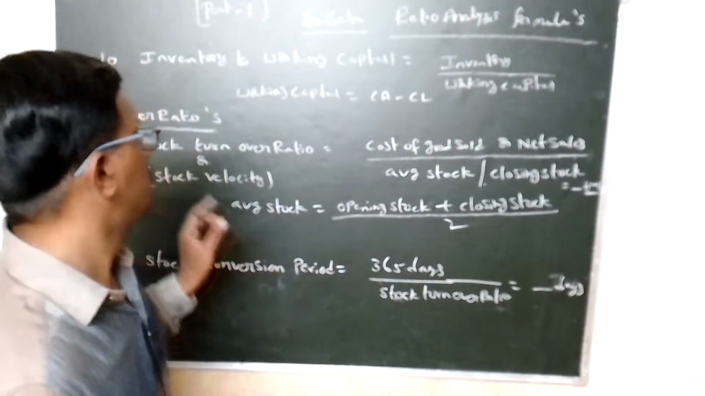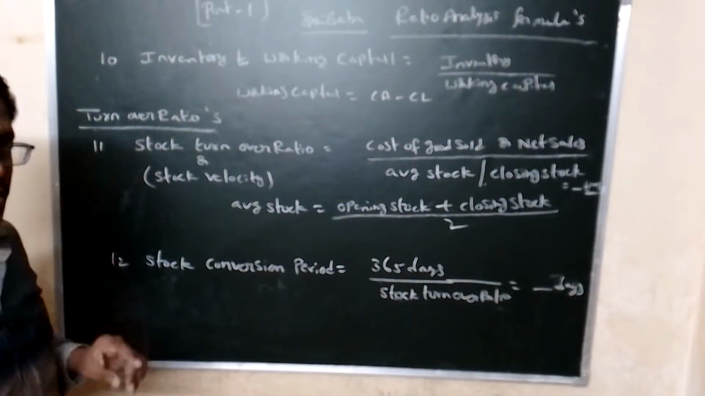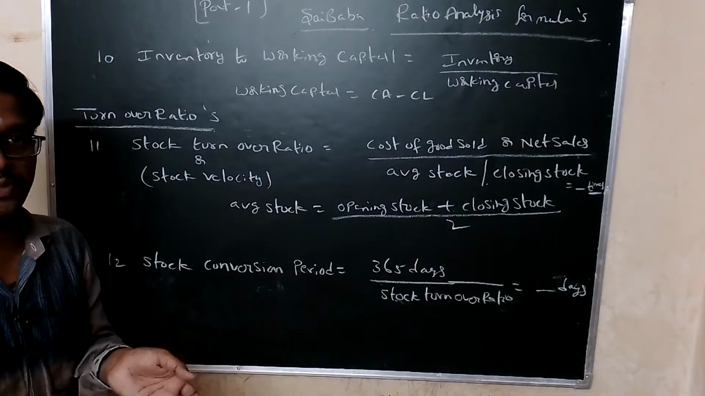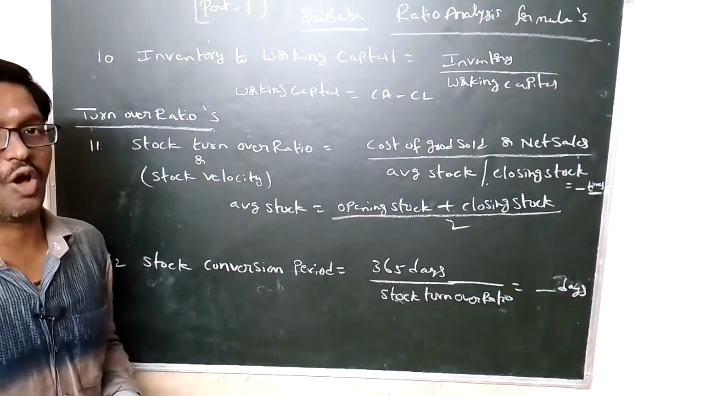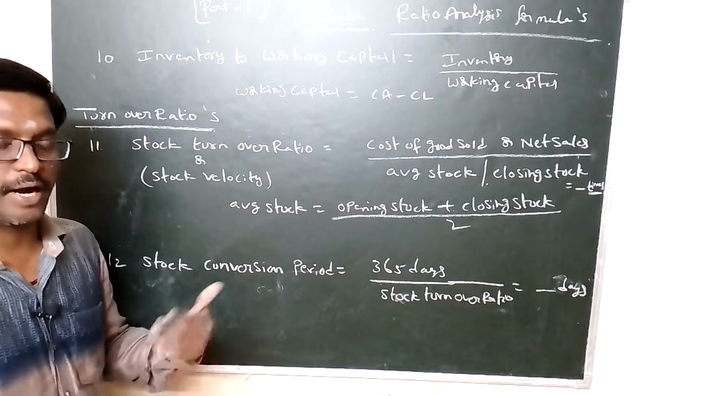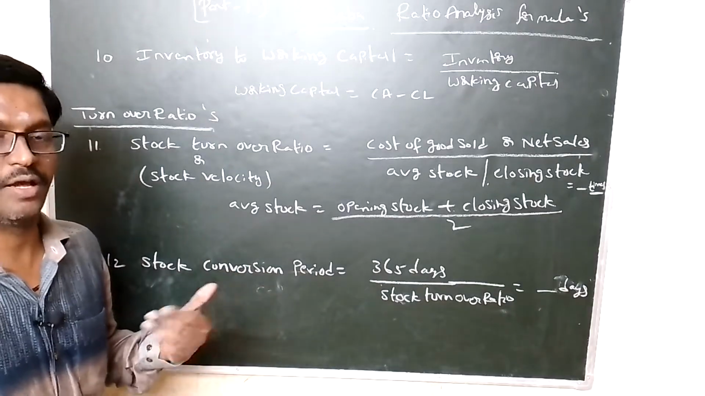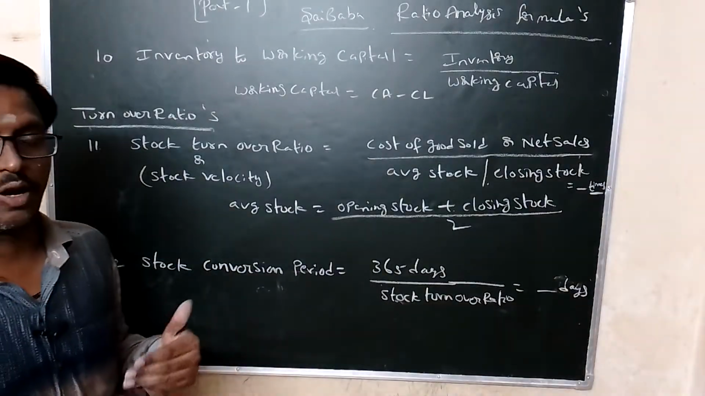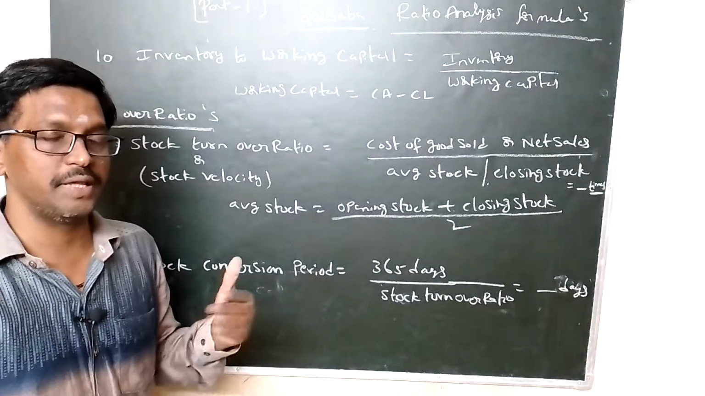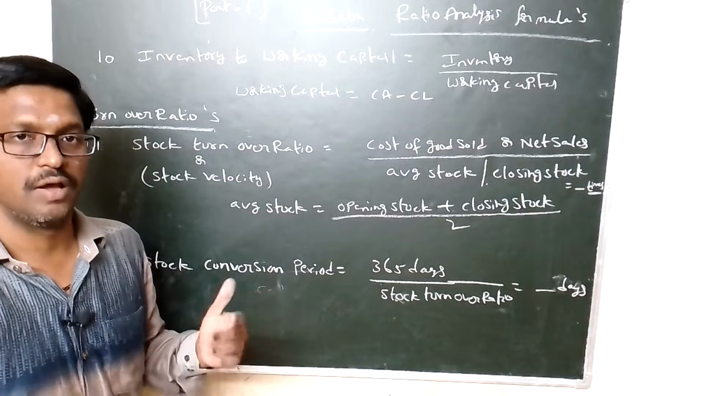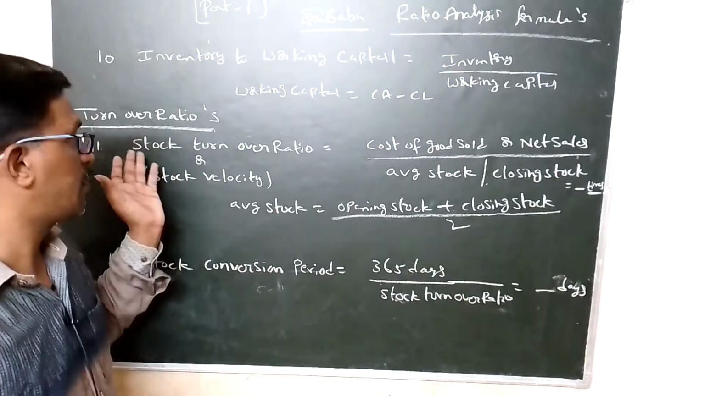Next, turnover ratios. Turnover ratio means how many times we purchase the stock, how many times the debtors' amount is collected in one year, and for the creditors turnover ratio, how many times we pay the creditors. Those formulas are calculated under turnover ratios.